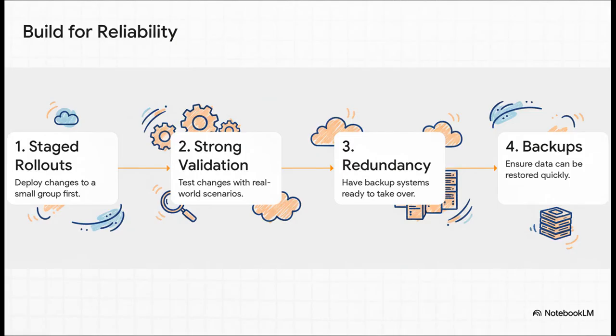So how do you prevent that kind of catastrophe? Well, you build for reliability right from the start. Instead of pushing an update out to everyone at once, you use staged rollouts. You test it on a small group first. You build in redundancy, which just means you have backup systems ready to take over in an instant if the main one fails. And of course, you have backups, so if the absolute worst happens, you can restore the data and get back online fast.